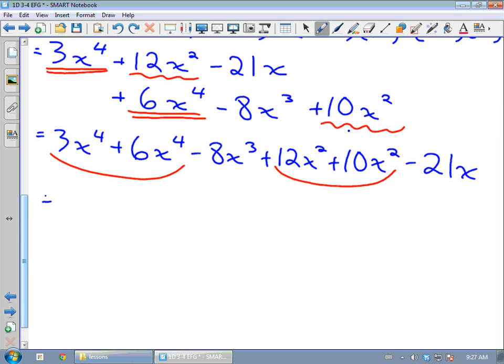So, okay, now we're adding. The variable part stays the same. This is still x to the power of 4, and I add my coefficients. 3 plus 6 gives me 9. There's nothing to do with my 8x cubed, so it stays the same. With my two x squared terms here, I'm going to still have x squared. 12 plus 10 gives me 22, so positive 22x squared.